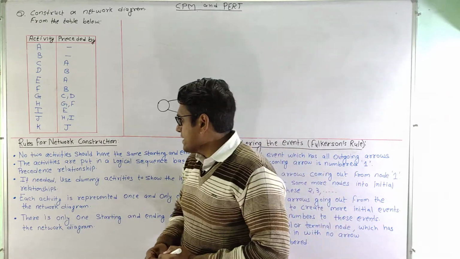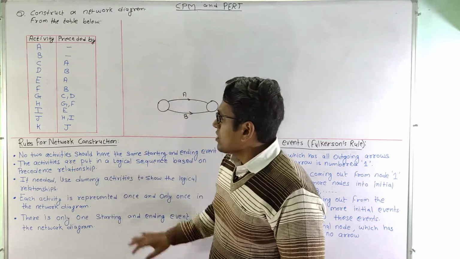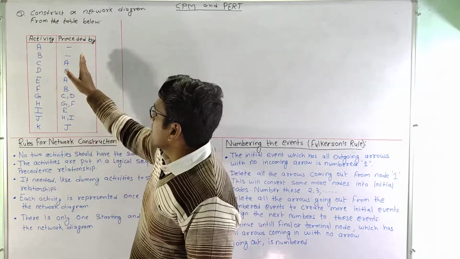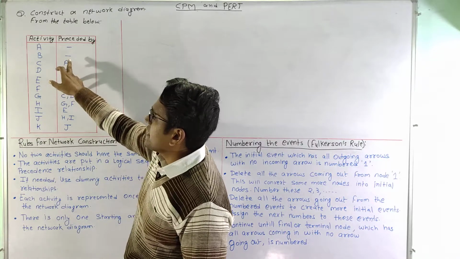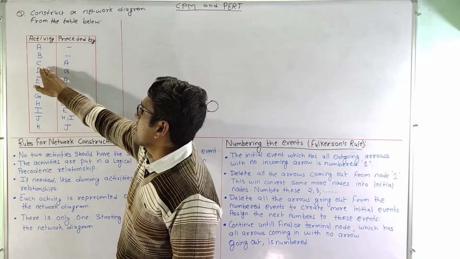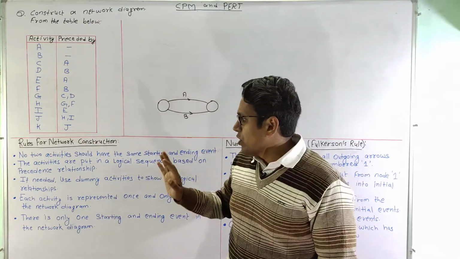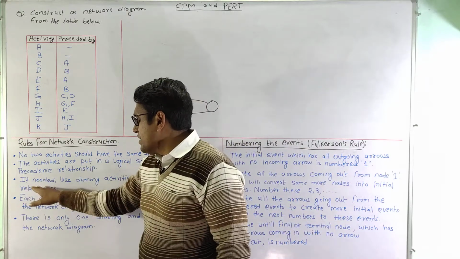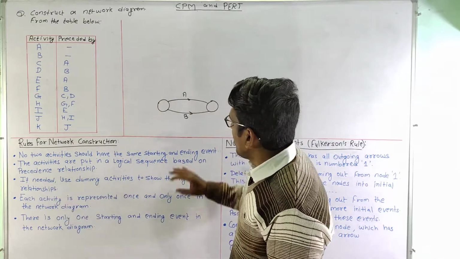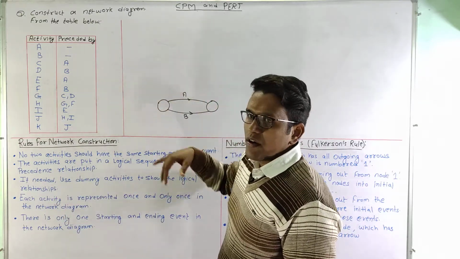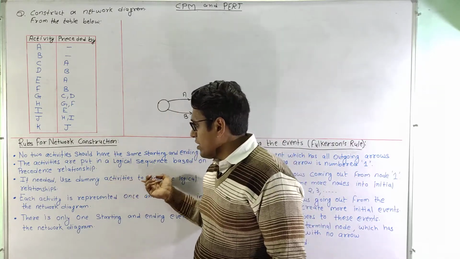The second point says that the activities are put in a logical sequence based on the precedence relationship. The precedence relationship has been given in the table, as it has been given that activity C is preceded by activity A. That means that activity C cannot be started until activity A is completed. So this sequence has to be followed logically. And the third point says that if needed, use dummy activities to show the logical relationship. In order to eliminate this condition or some other logical errors, we can use dummy activities in the network diagram.